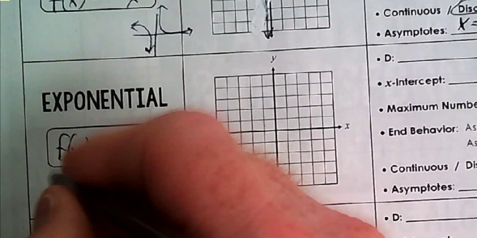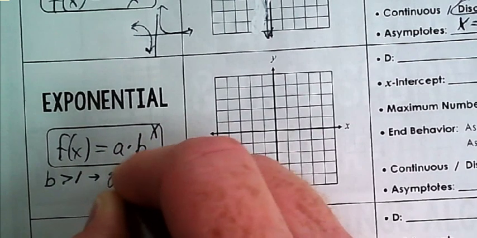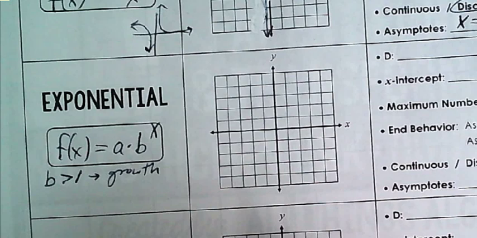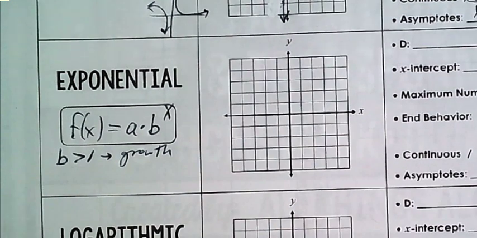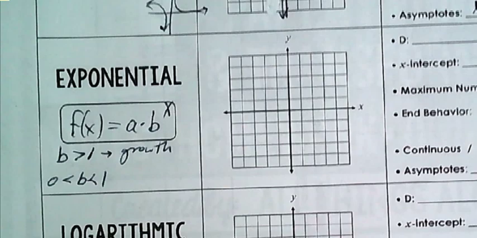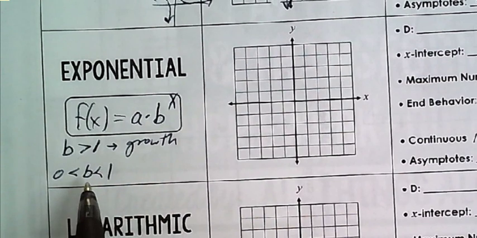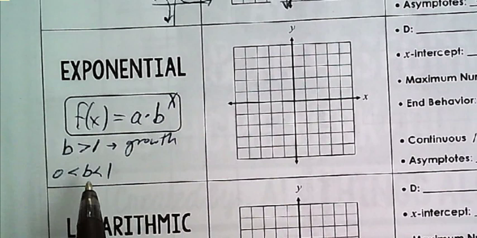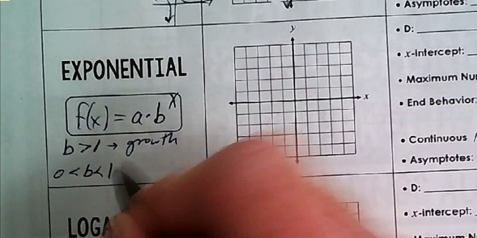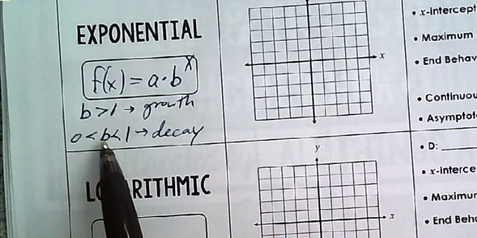So, if your b is greater than 1, then it's growth. Write this down. b greater than 1, growth. If b is between 0 and 1, this means 0 is less than b is less than 1. That means b is in between 0 and 1. It's not negative necessarily. It's just in between. The a value could be negative, but the b value is not negative. That's going to be decay. 0 less than b less than 1.